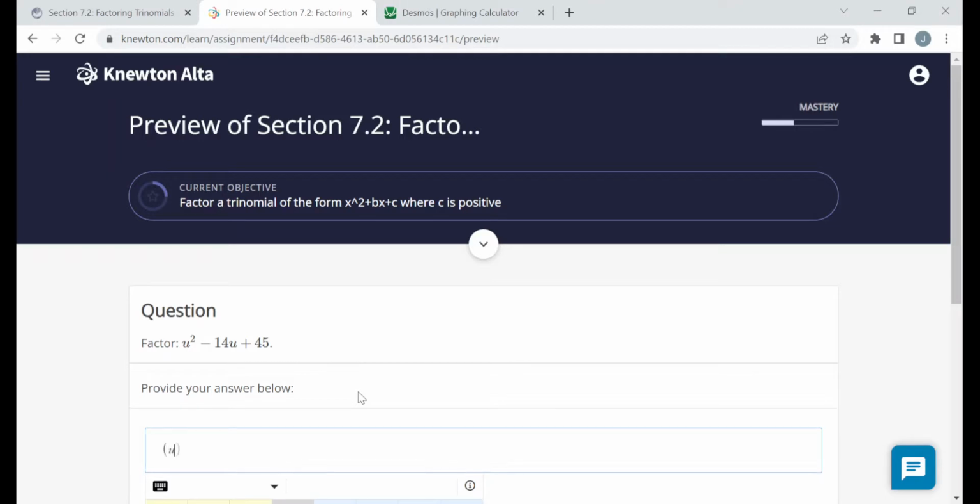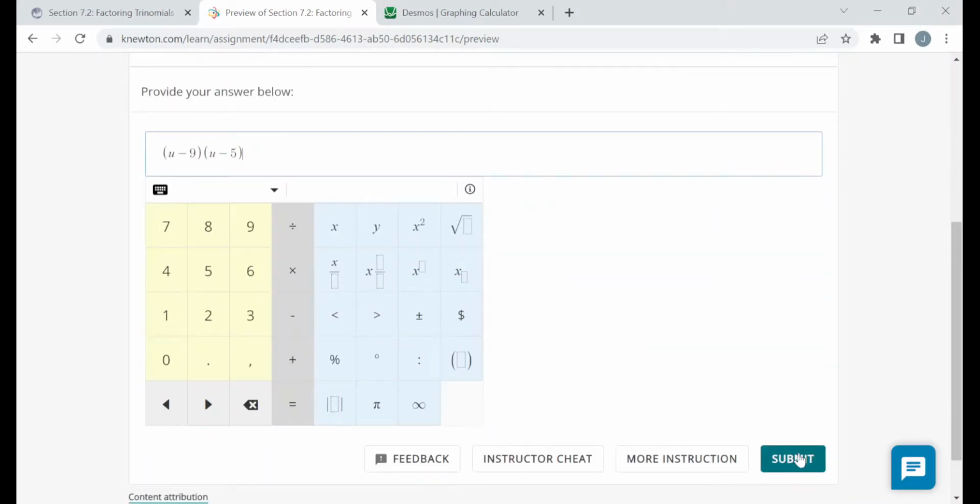So u minus 9 times u minus 5. And again, you can put it in any order you want. u minus 5 times u minus 9 would also work.